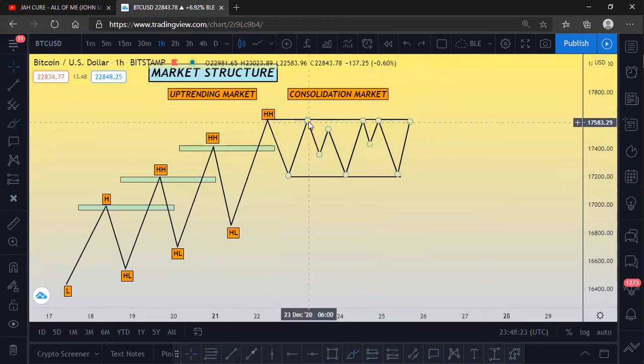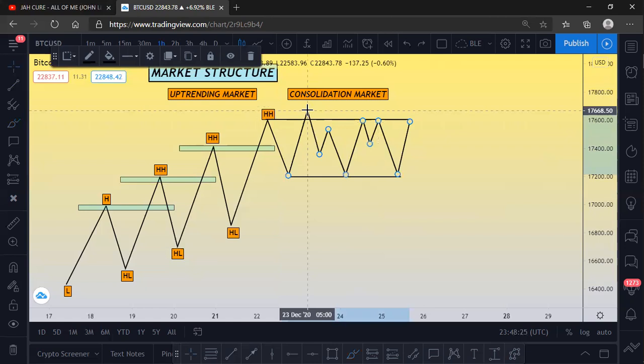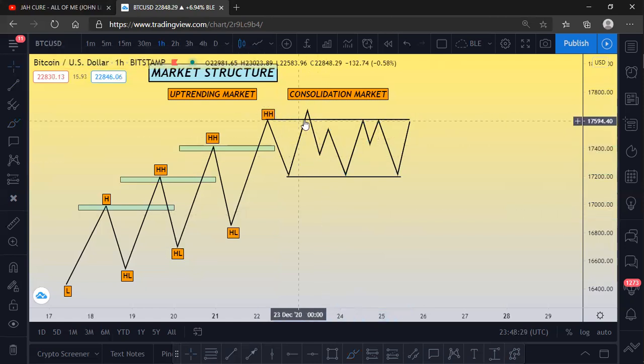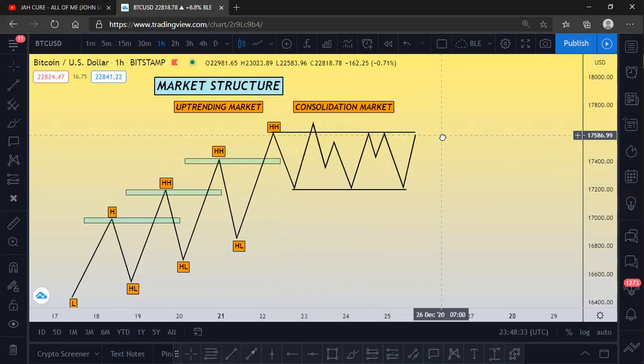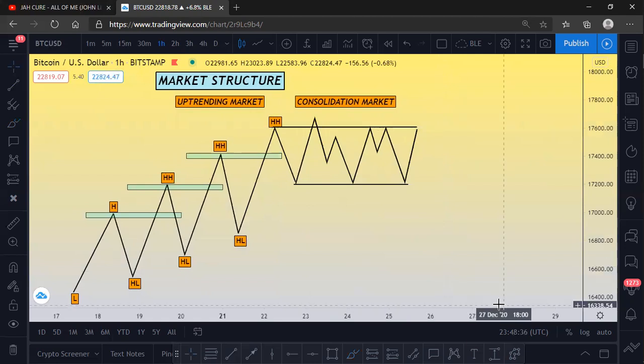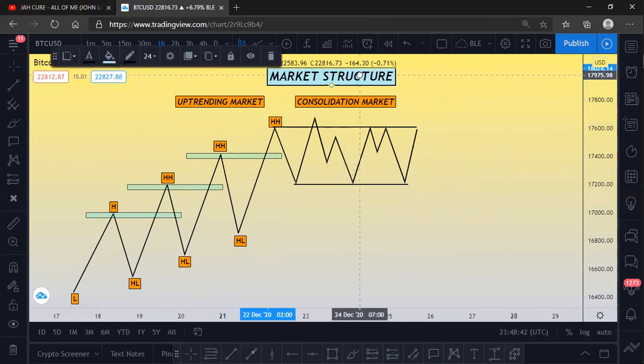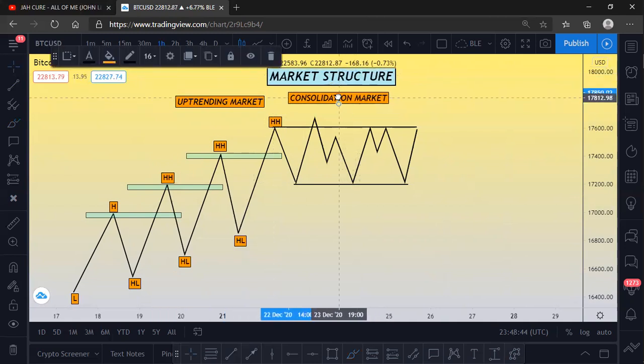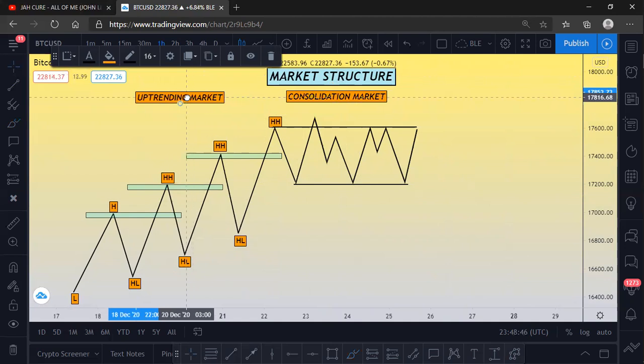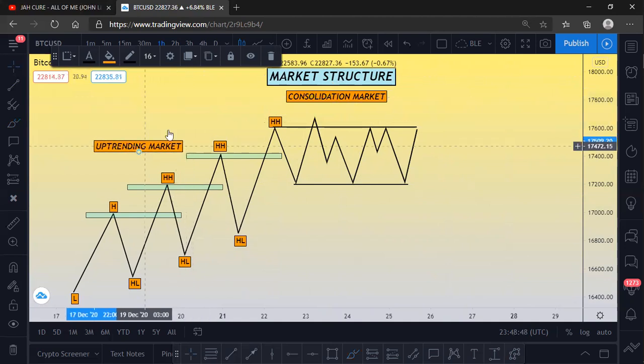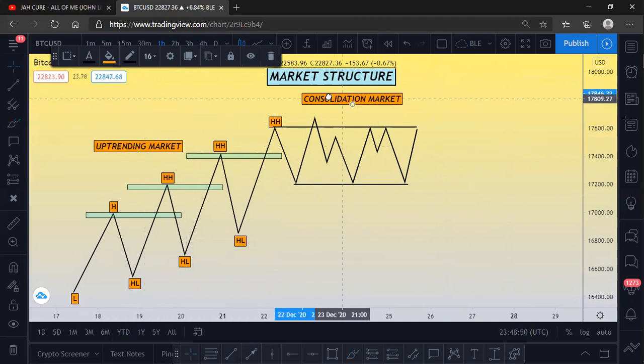Okay, so let's assume this goes a little bit higher, but then comes back down, so that it went higher above this high. This is going to be considered a new higher high, right? Because it went above this uptrending consolidation. Let's do it that way.